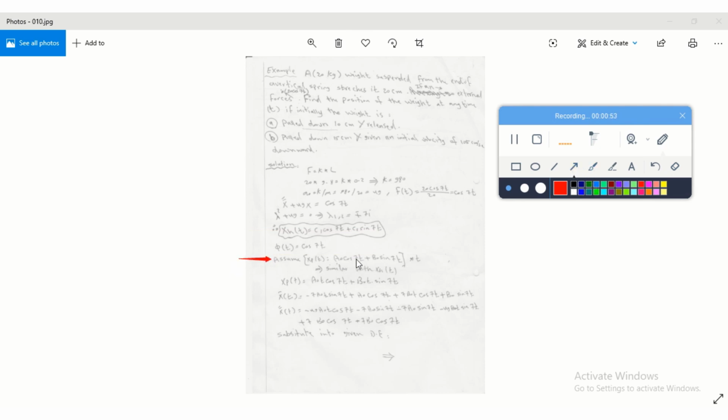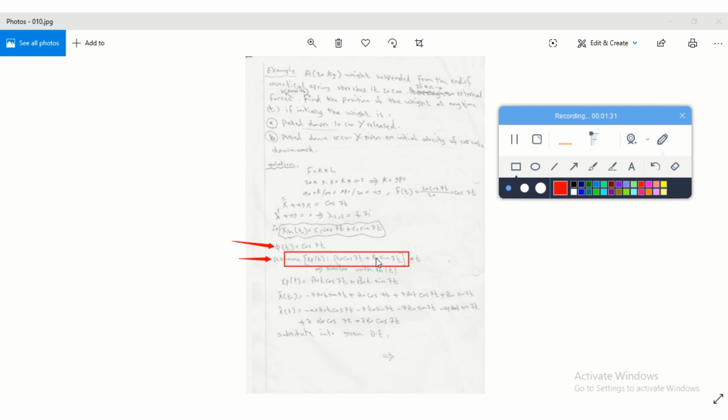is equal to a naught cosine. Here actually alpha is equal to 0, polynomial degree 0. Alpha is equal to 0 for the exponential, and we just have the beta, which is equal to 7. So we have a trigonometric function. We will assume the XP based on that trigonometric function. The assumption here: XP sub t is equal to a naught cosine 7t plus b naught sine 7t.